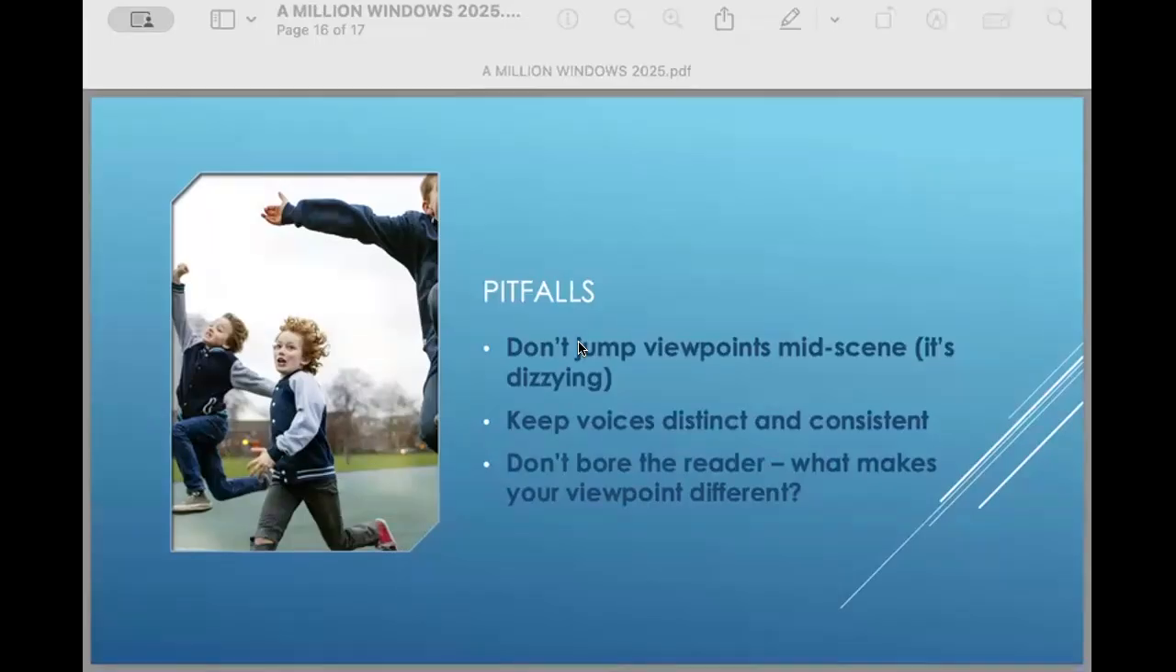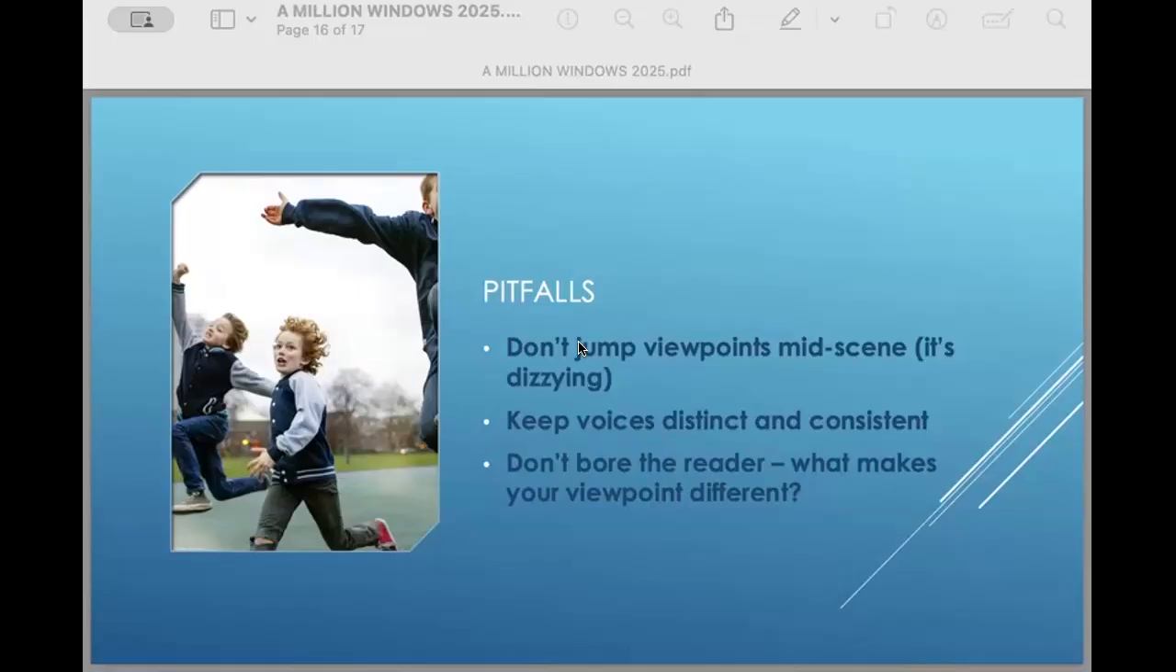The biggest sin, of course, is a boring viewpoint. What's going to make your viewpoint different? What's going to make your voice stronger in the story? These are some of the things you need to think about when you write.